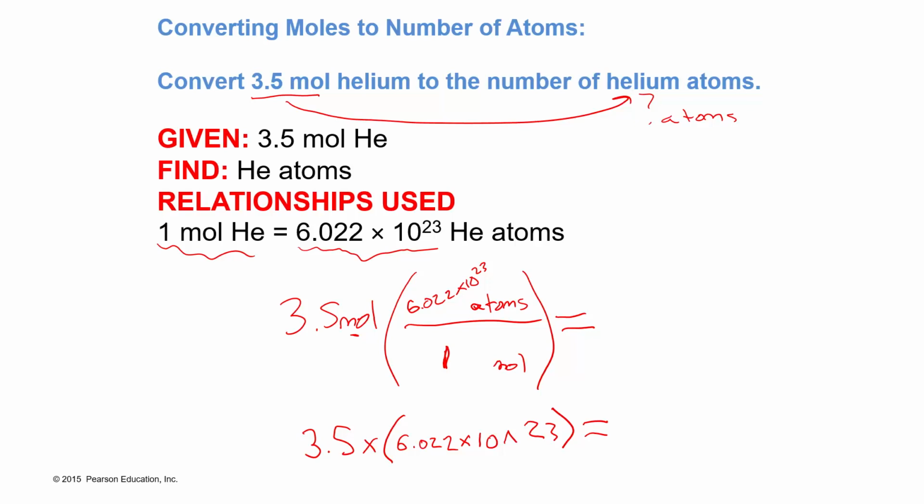So 3.5 times parentheses 6.022 times 10 to the 23rd equals, and I made sure I closed my parentheses before pressing equals. So this is going to be 2.1, and I'm going to round to 3 sig figs, because remember, in this class we want to make sure that we are consistent with our rounding. 2.11 times 10 to the 24. And we have to put a unit on this. So moles crosses off, and we end up with atoms.